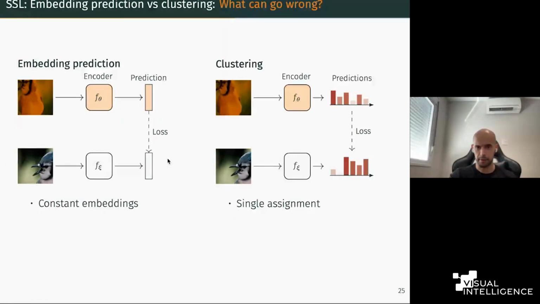Both methods, however, can go wrong very easily. In embedding prediction, the neural network might just find a shortcut and optimize the loss function by just learning a constant embedding. And in clustering, it might optimize the loss function in the same way by putting everybody at the same centroid, for example, the same prototype. And of course, we don't want those trivial solutions because those trivial solutions don't learn any kind of useful representations that we can use.